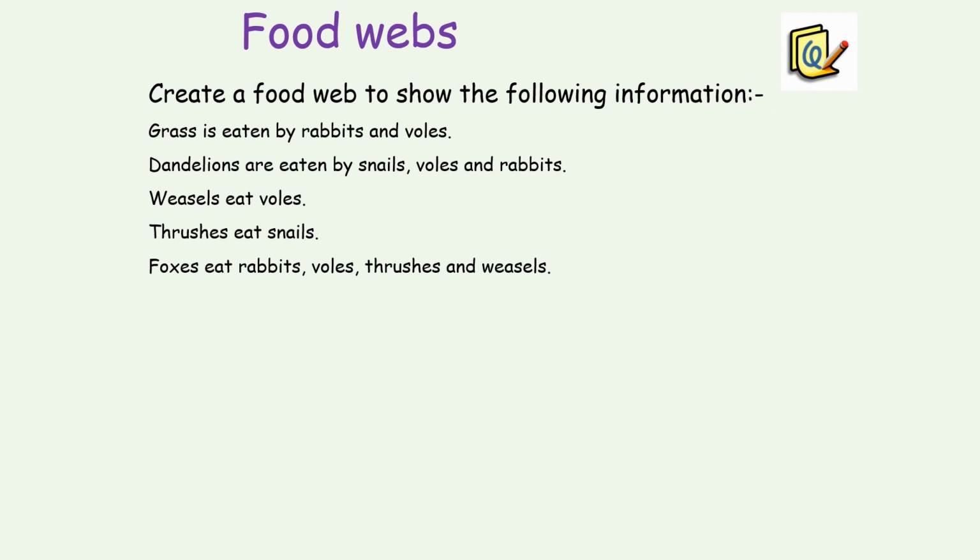Read the story and use it to try to create your own food web. Pause the video and try to complete the food web before I go over the answer. So the passage says that grass is eaten by rabbits and voles, dandelions are eaten by snail, voles and rabbits, weasels eat voles, thrushes eat snails, and foxes eat rabbits, voles, thrushes and weasels.